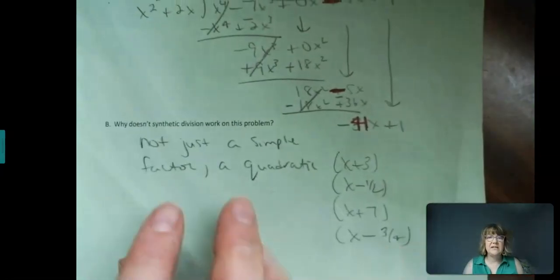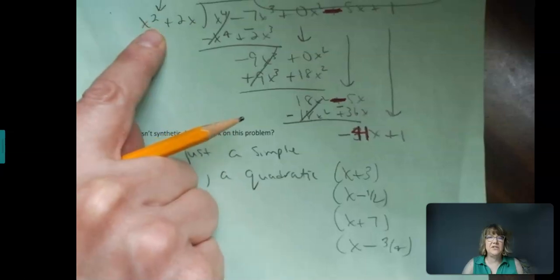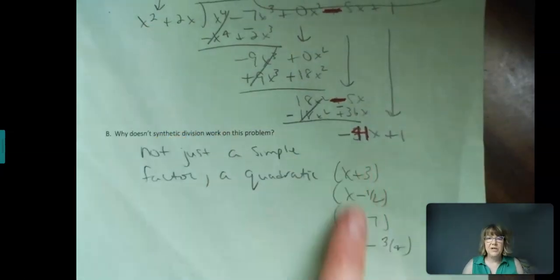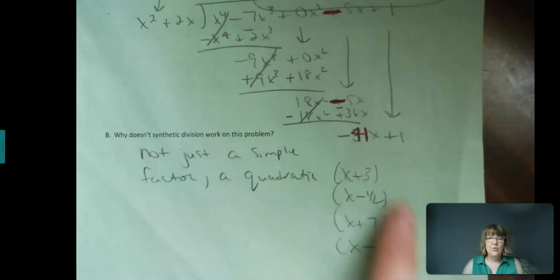Why does synthetic division not work? Because again, of that darn x squared, you need just a plain old x with a nice little number over there to work. Okay. All right. Let's see what's next on that.